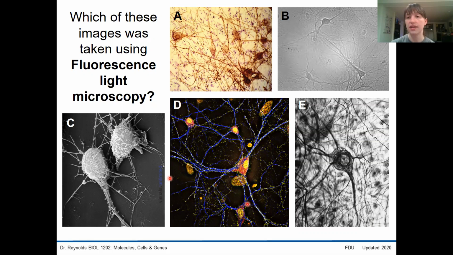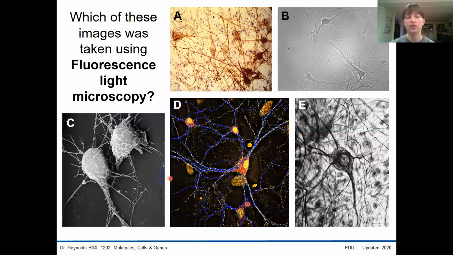Hopefully you identified the fact that fluorescence light microscopy is going to be the type of image that reveals to you only large components of the cell, and that this fluorescence light microscopy has a black background. So the answer here would be D. This is an example of fluorescent light microscopy, where we're seeing the entire cell, and the details are revealed only by these little fluorescent molecules.